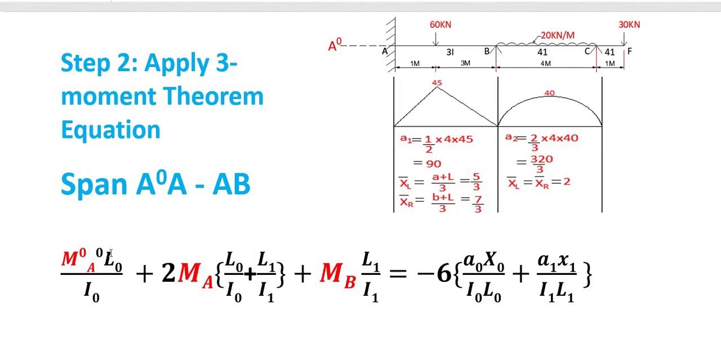We have MA0, LA0 divided by I0 plus 2MA, L0 over I0 plus L1 over I1, plus MB L1 over I1 equals 6 into bracket A0 X bar 0 divided by I0 L0 plus A1 X bar 1 divided by I1 L1. Of course, this value is 0. This one is also 0. This value here is 0, and this one here is 0.